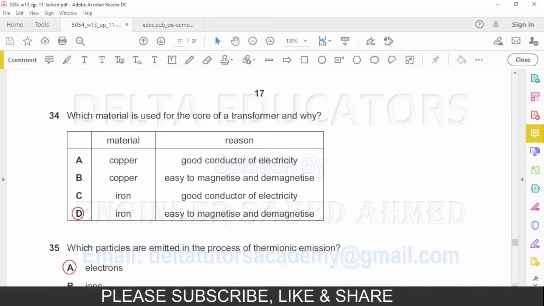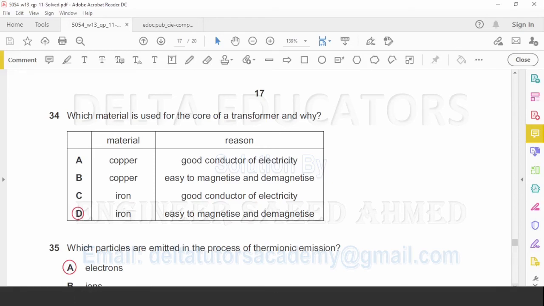Question number 34. Which material is used for the core of a transformer and why? Transformer works on the principle of electromagnetic induction. Since transformer works on the principle of electromagnetic induction, for the core of a transformer we should use a material that is a magnetic material. Magnetic material means that it is attracted towards a magnet. And the second thing, it should be magnetized and demagnetized easily.